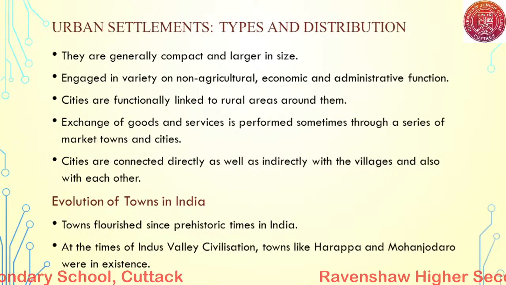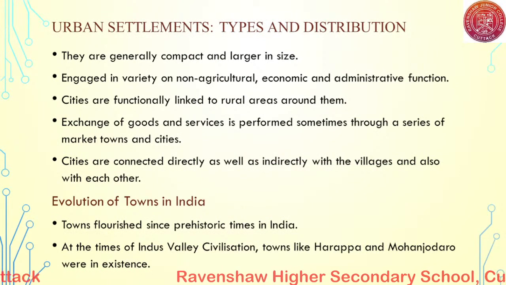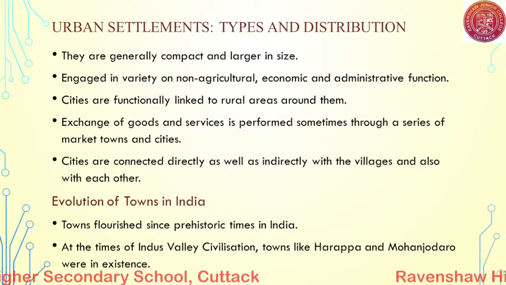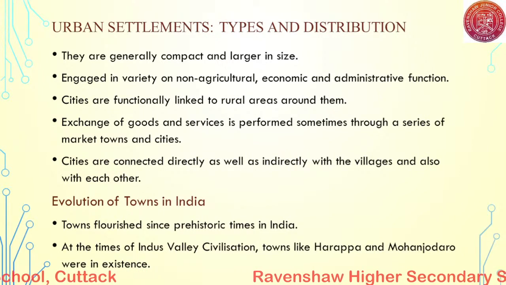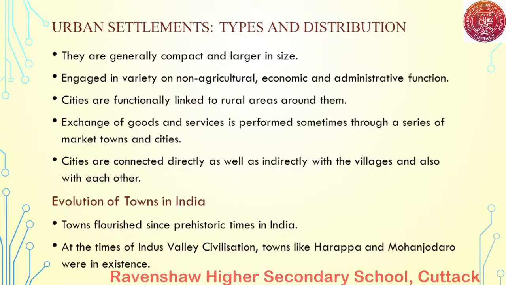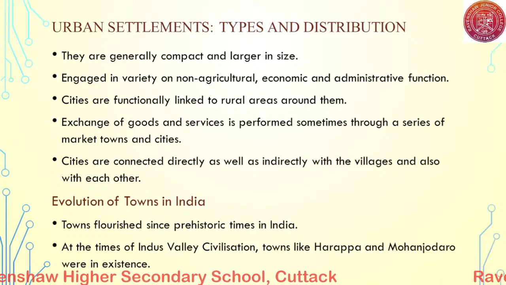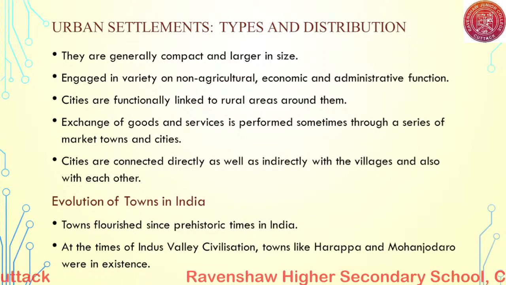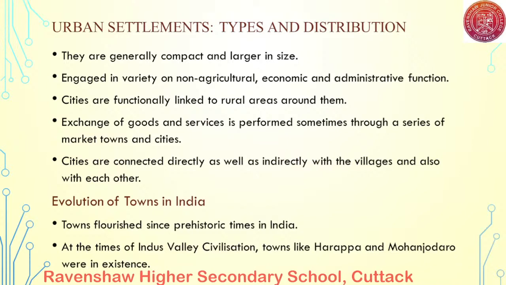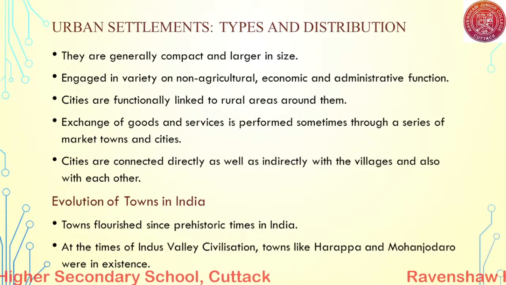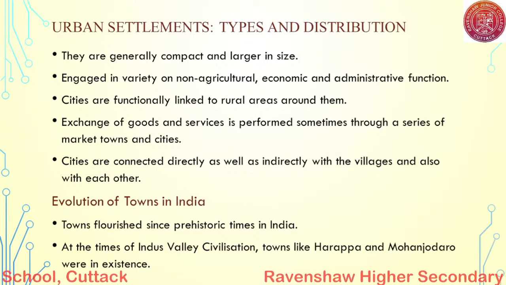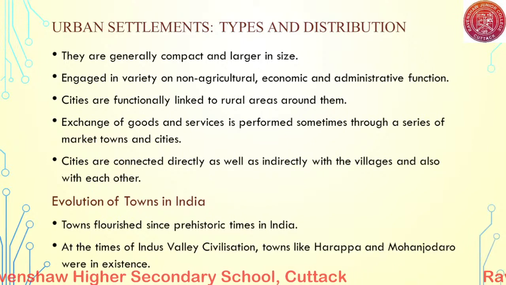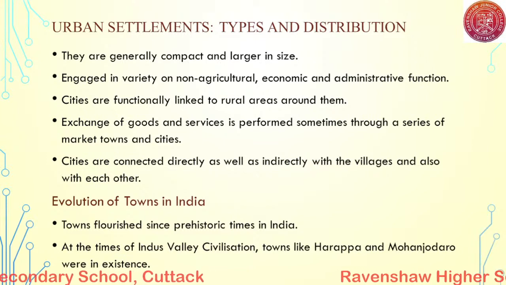And next we will switch over to the urban settlement. What is urban settlement? The settlements which are found in urban areas are called urban settlements. The urban area may be a town, a city, a metropolitan city, a megalopolis, or a conurbation. These are the different forms of urban settlement on the basis of size. And urban settlements are usually compact and large in size as compared to rural settlements. And people in the urban settlements are mainly engaged in non-agricultural activities, and in administrative functions.